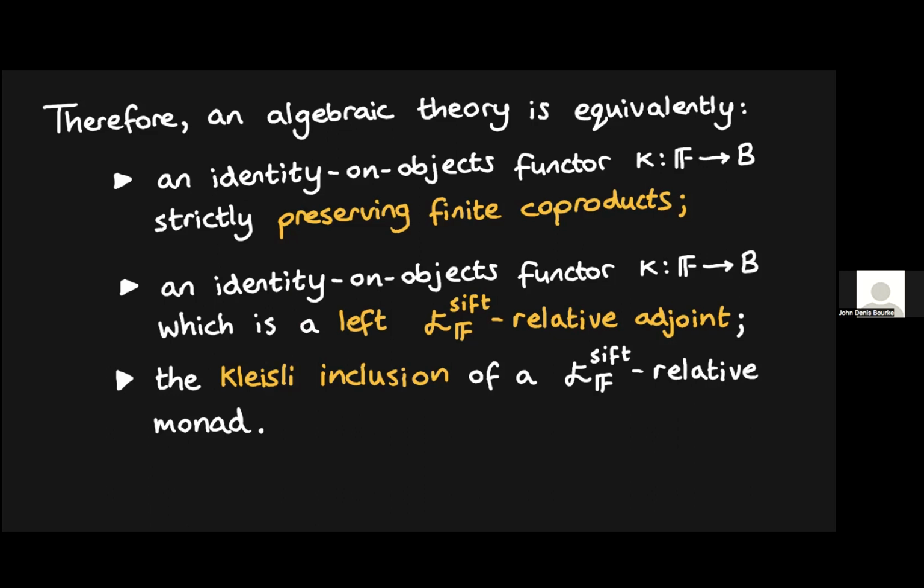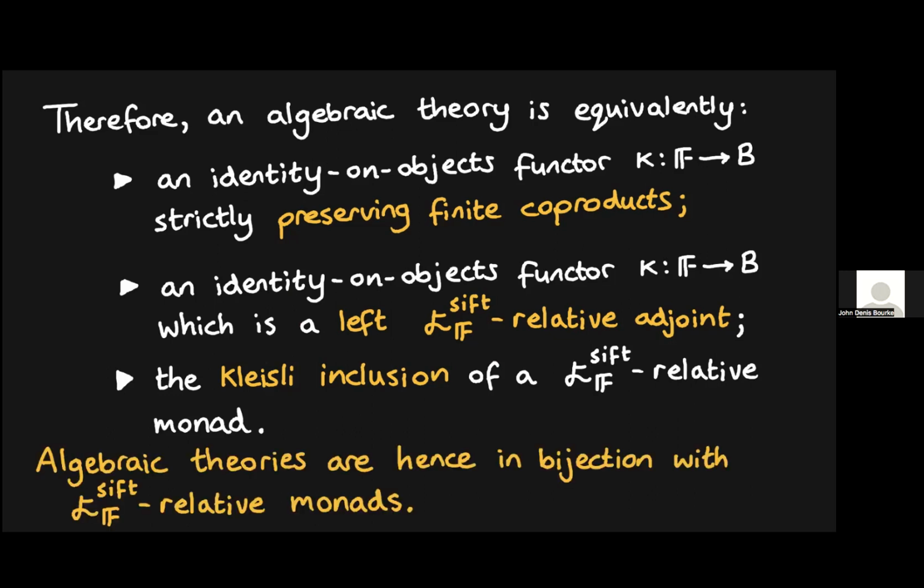And this is a bit of a mouthful, and I'm going to give a simpler characterization in a moment. But what this means is that algebraic theories are in bijection with monads relative to the inclusion of F into the sifted co-completion of F. And the sifted co-completion of F is actually just the category of sets. So this is saying that algebraic theories are in bijection with monads relative to the inclusion of F into Set. And F is equivalent to the category of finite sets and all functions. So algebraic theories are really the same thing as monads relative to the inclusion of finite sets into sets.